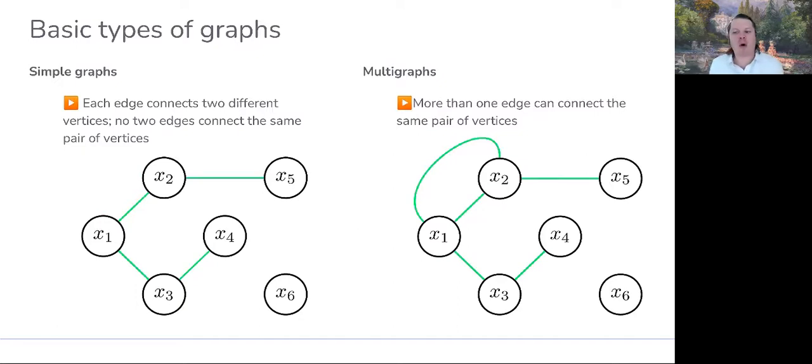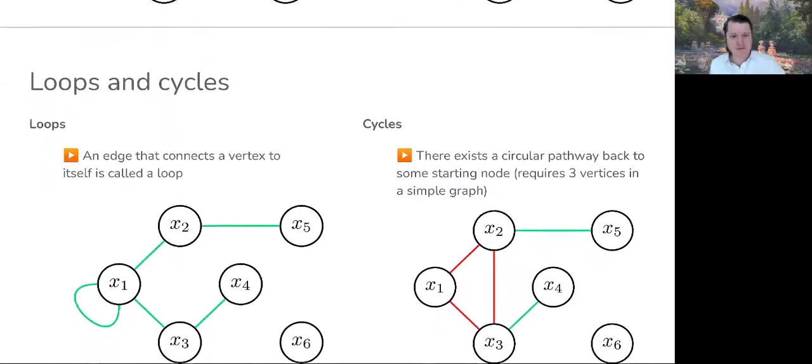Multigraph, more than one edge can connect the same pair of vertices. And we'll see there's some implications for this when we start talking about the applications of our graphs. In this case, though, we can see that the example on the right is a multigraph just based on the fact that we have two edges connecting x1 and x2. We have this one here as well as this one here. So let's think about that a little bit and continue on with our discussion here.